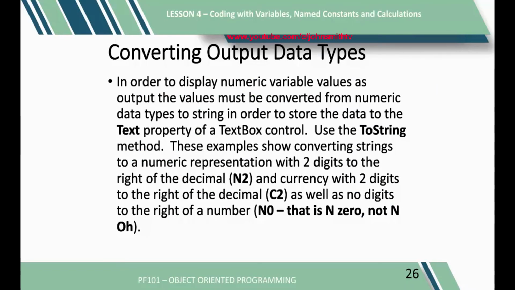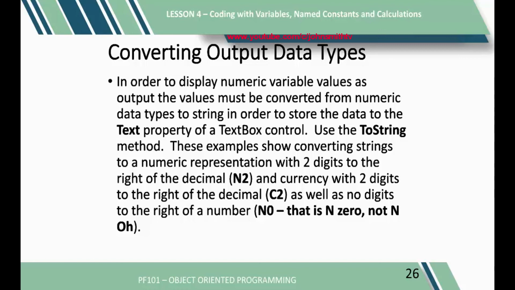Converting the output of data types is a process of changing the value of one data type to another, called a conversion. It can be converted widely or narrowly, depending on the capacity of data types or the syntax in the source code. In order to display numeric variable values as output, the values must be converted from numeric data types to string in order to store the data to the text property of a text box control. Use the ToString method.